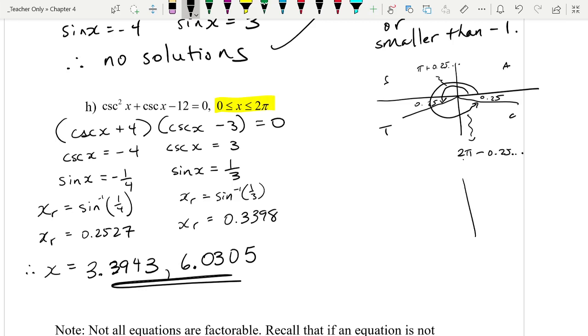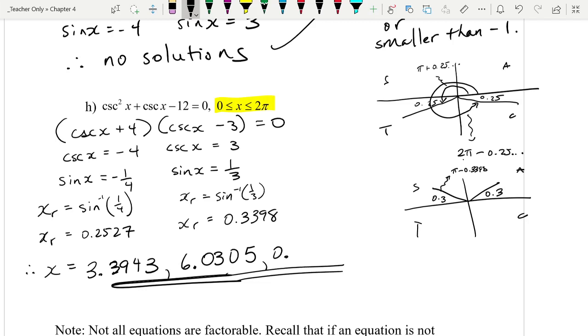Now this time, sine's positive, so I'm in the top two quadrants. So again, you are your own reference angle there, so the next answer here is 0.3398, and my last answer I'm going to get by taking pi minus that. So pi minus my answer, 2.8018.